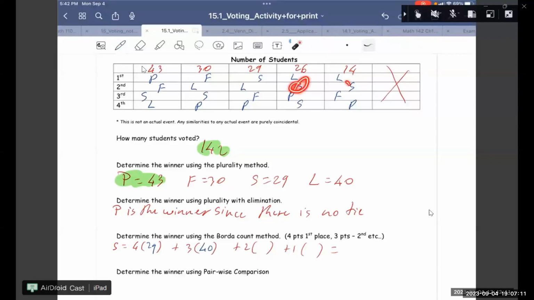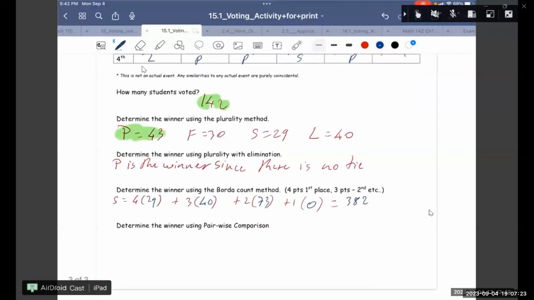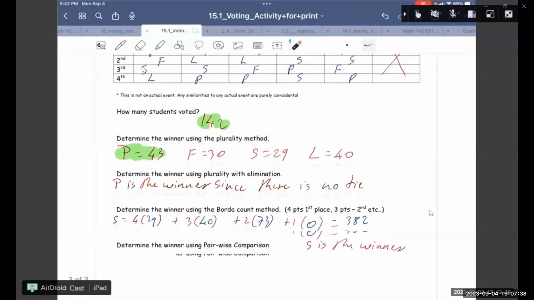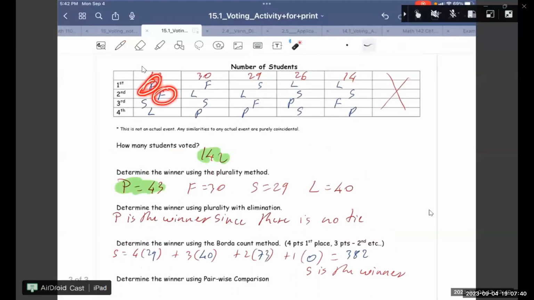Because of this, for 73 and 0. So this one is 382. So in here S is the winner, because you can add for the P, F, L together, but this one is the higher one. So S is the higher one.